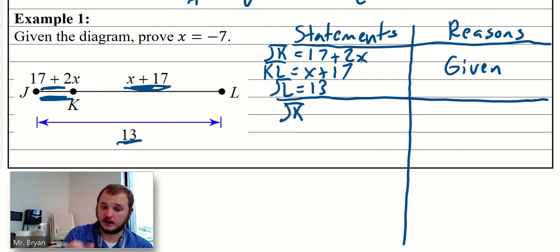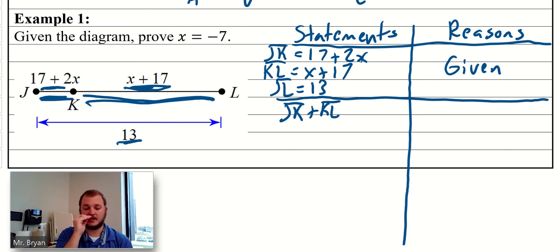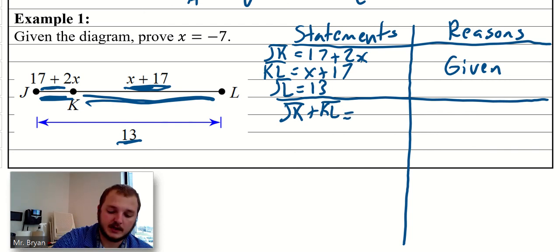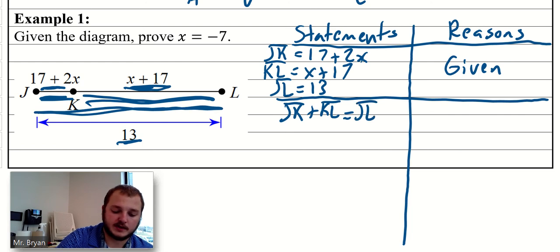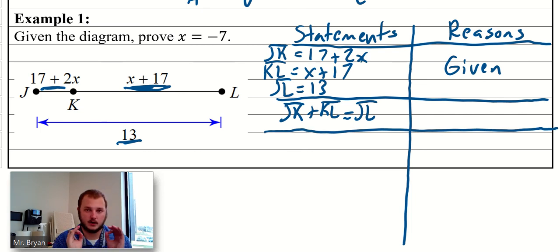JK plus the other piece, KL. Again, not paying attention to the variables, we're just talking about the names of them, equals the whole thing, which in this case we know is called JL. So that statement here is going to be JK plus KL equals JL. Need to say this first. Always need to use the names first before we can go into the actual numbers and the variables.